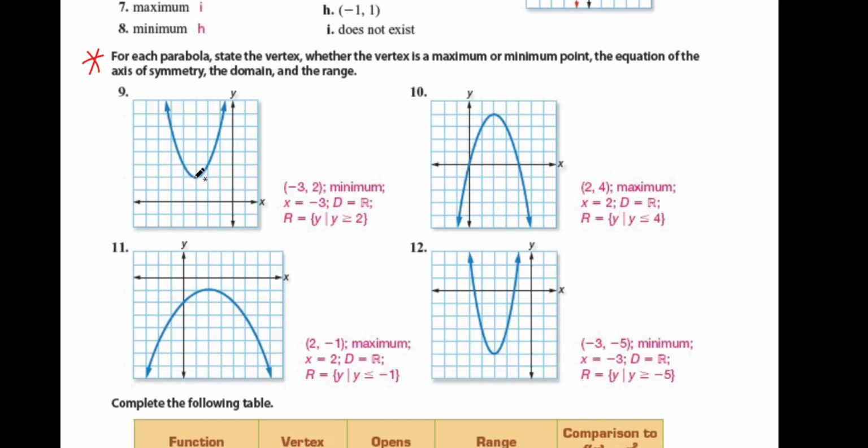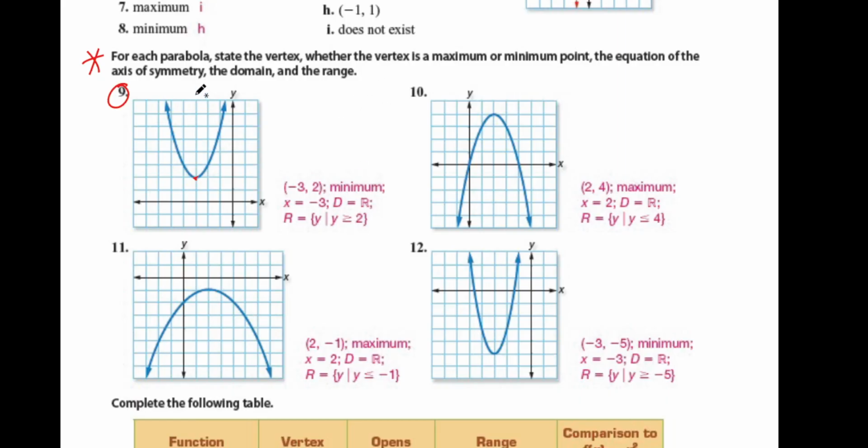Look, that's a minimum right there. That's the vertex, right? Because it says state the vertex, state whether it's a max or min, axis of symmetry, domain and range. I could ask you all that. That would probably be just one question, though. You've got to get them all right.